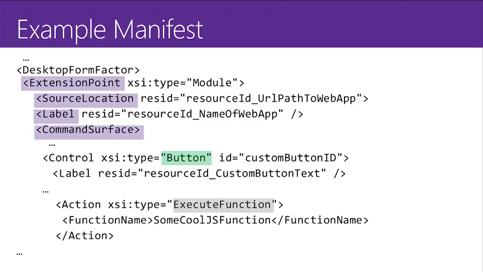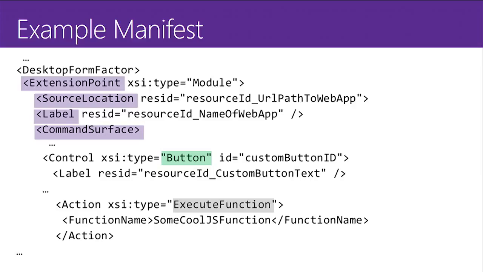So now that you know what the functionality looks like, let's talk through how to create it. In addition to building your web app, you'll need to create a module extension point and execute function ribbon commands in an Outlook extensibility manifest. As with all extensibility manifests, the bulk of the content will go under the desktop form factor. The 4 items highlighted in purple are all required for the new module extension point. The order of the 4 items is important as well.